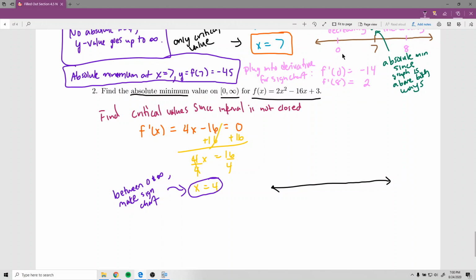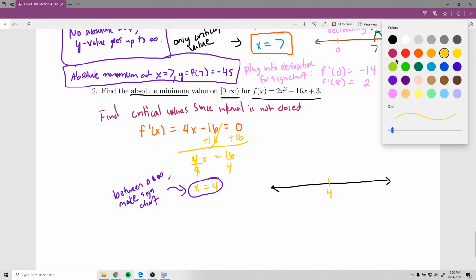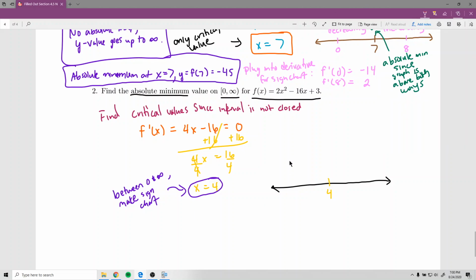Okay, so there's my number line. The only number of interest here, the only critical value, is 4. But one thing you have to make sure of for this one: you can plug in any number to the right of 4 because it can go to infinity, so I'll just plug in 5. But you can't plug in any number to the left because we're not allowed to use them all. We have to use only from 0 to infinity.